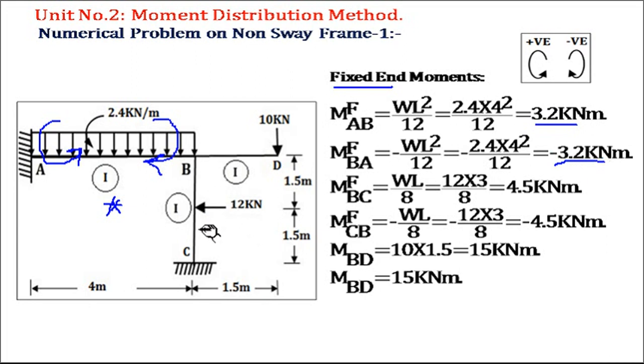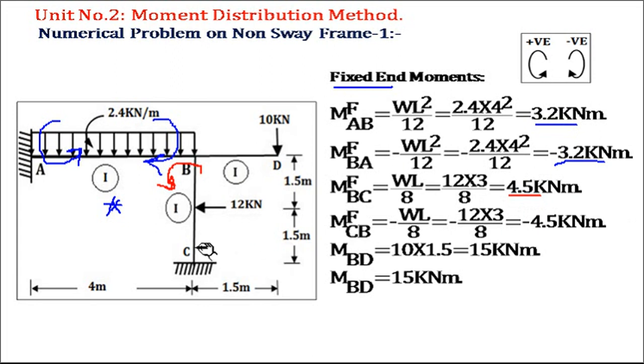Now portion BC is loaded by a point load. As I have said, we are standing inside the frame. Now the fixed end moment in member BC will act like this. So it will act in anti-clockwise direction, so it is positive. The point load is acting at the center, and when a point load is acting at the center, the formula for fixed moment is WL upon 8. So the value of W here is 12 and the length of the member is 3. So 12 into 3 divided by 8, the value is 4.5 kilonewton meter.